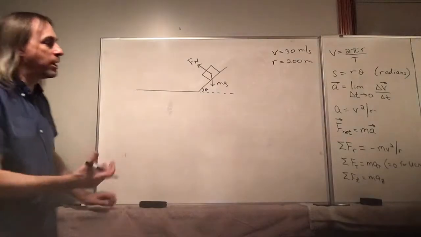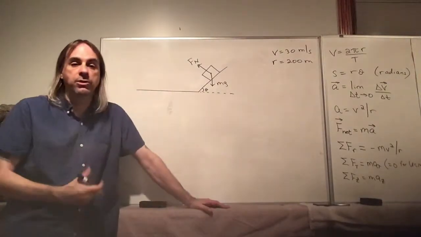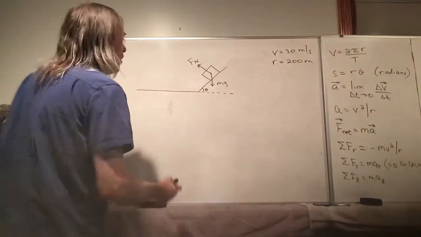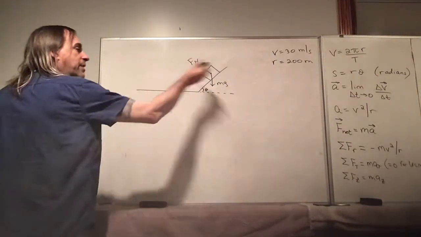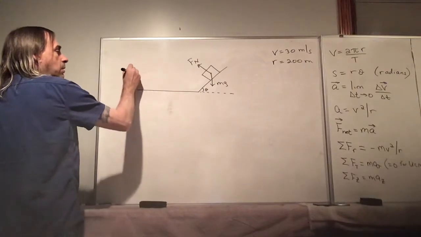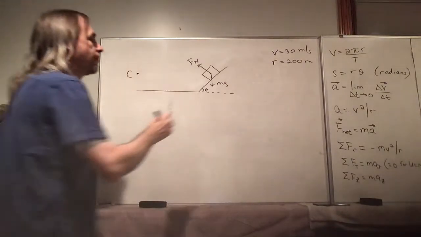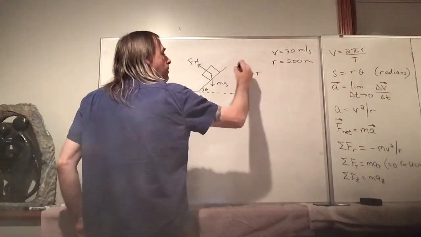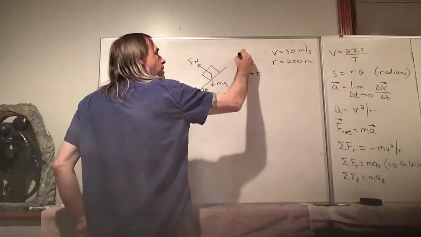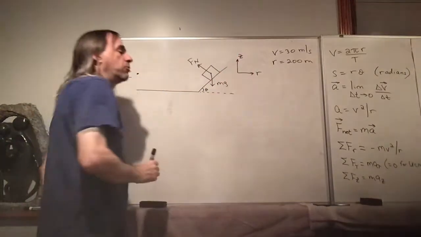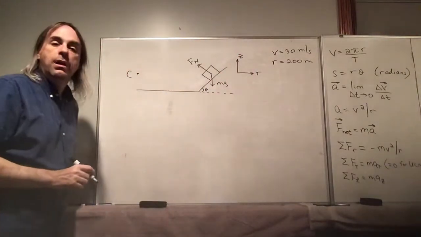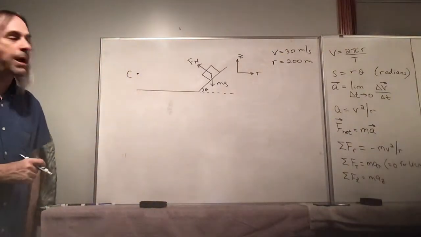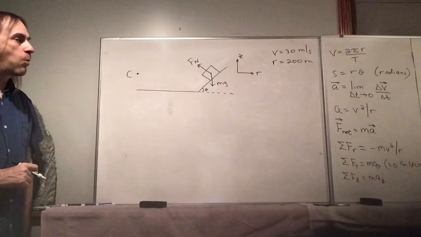And so we're going to use the same rules that we've been using in Chapter 4, except our coordinate system now, again, the car is going this way. The center of the circle, say, is over here. So our radial direction is outwards, our z direction is upwards, and the tangential direction is into the board. However, we're moving at a constant speed, so we don't care about the tangential direction. We're not even going to bother writing that down.